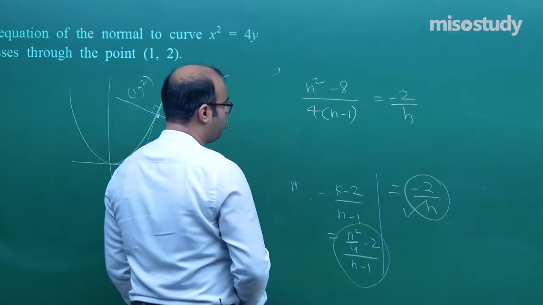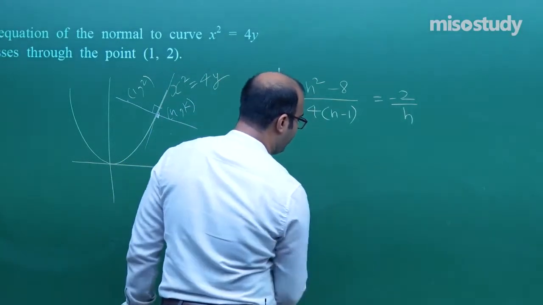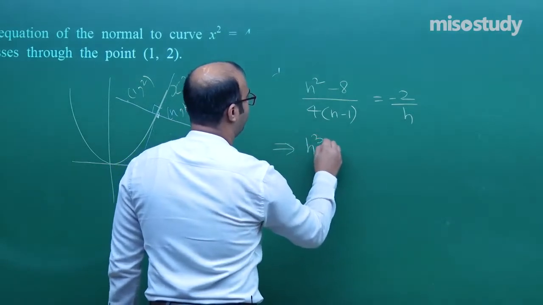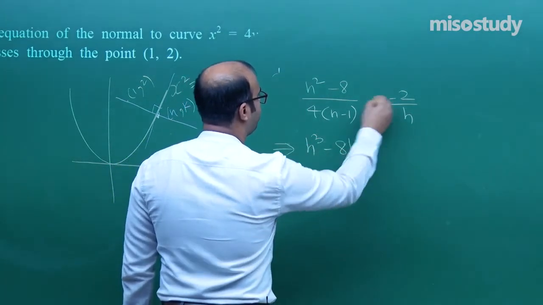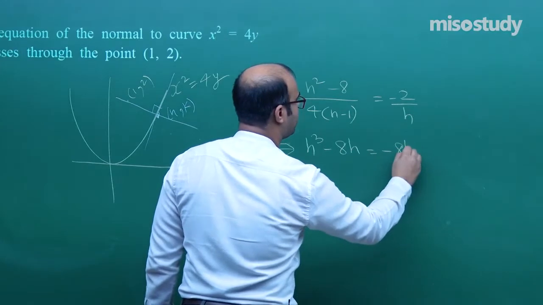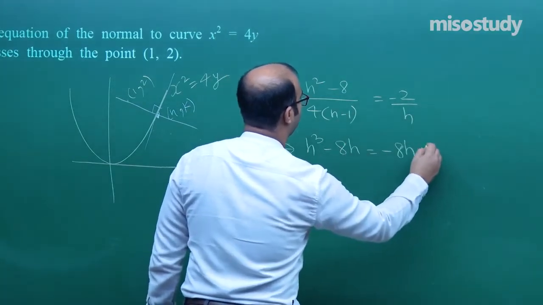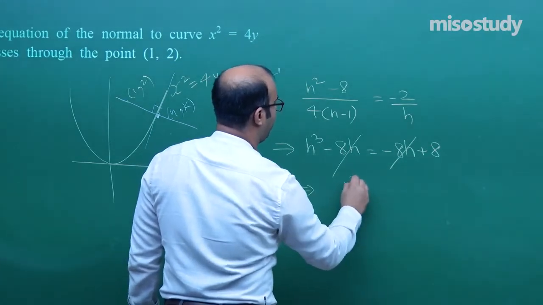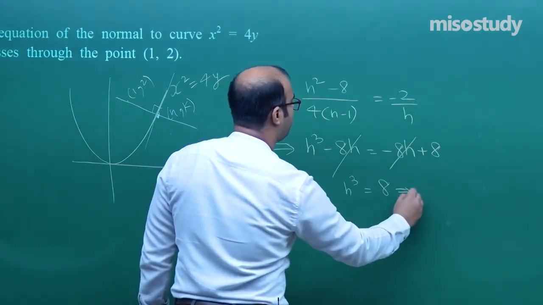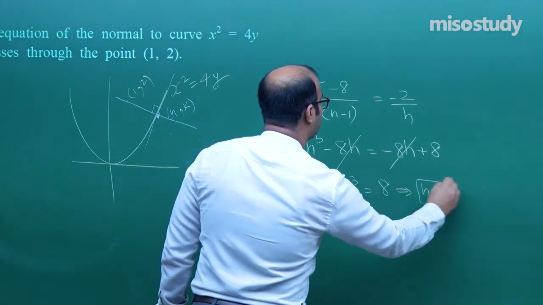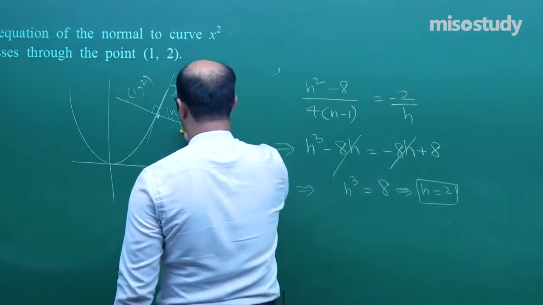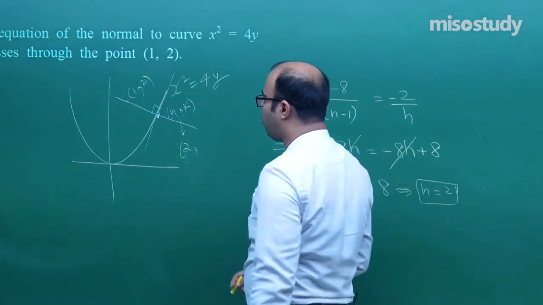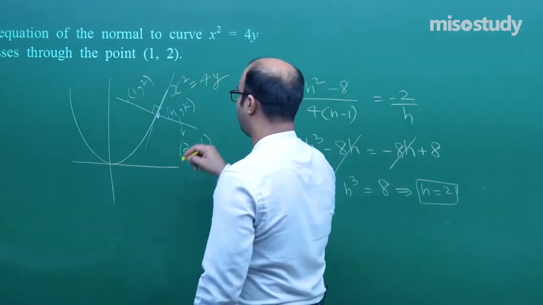Now our task is to solve this equation and find the value of h. When we cross multiply, h cube minus 8h, here also we cross multiply, we will get minus 8h, and this will become plus 8. So this 8h will cancel and h cube is equal to 8, which means h is equal to 2. That means the abscissa of this point is 2, and if abscissa is 2, we know that y is equal to x square by 4, so it will become 1, (2, 1).